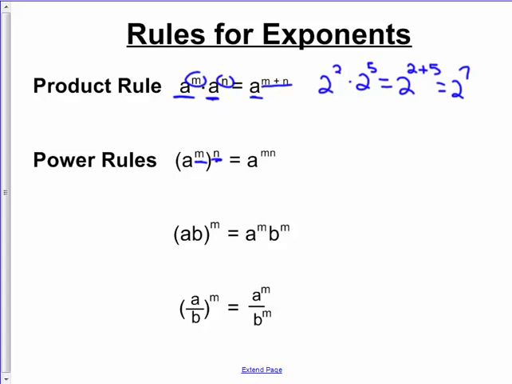I can do the same thing for the power rule. I have different types of power rules here. Power to a power, exponent to an exponent, x to the third to the fourth. Again, we looked at that, but the shortcut is to multiply them together. Could I expand it and write x to the third, x to the third, x to the third, x to the third? Sure. But again, we're looking for a more efficient way to do it.